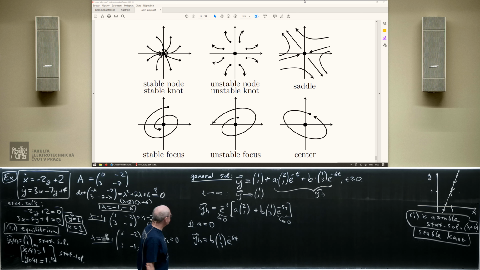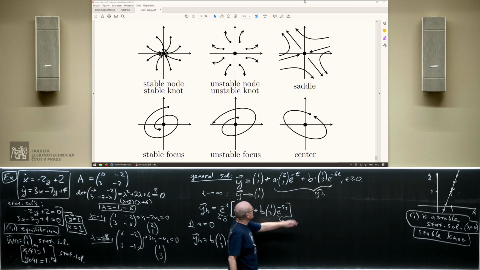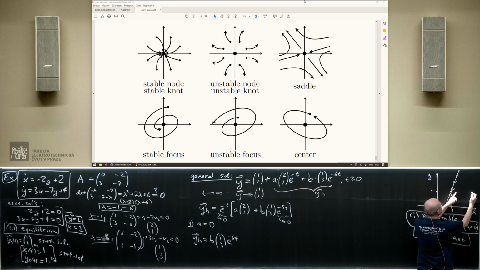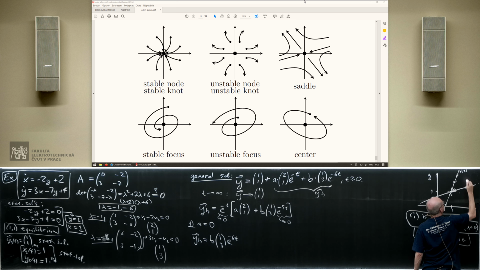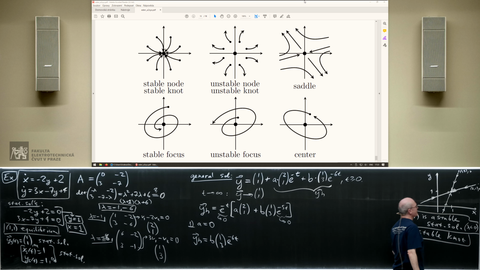Which brings us to an interesting question. What happens if b is 0? If b is 0, then these are just multiples of the vector 2, 1. Vector 2, 1, how does it look like? It looks like this. 2 and 1. It's this direction. So these are the two basic directions that lead towards our stationary point. This is direction 1, 3, and this is direction 2, 1. And let's make a note that this one works with b, and this one works with a.